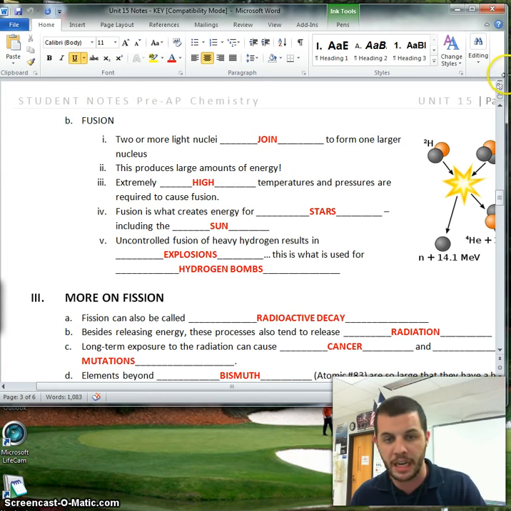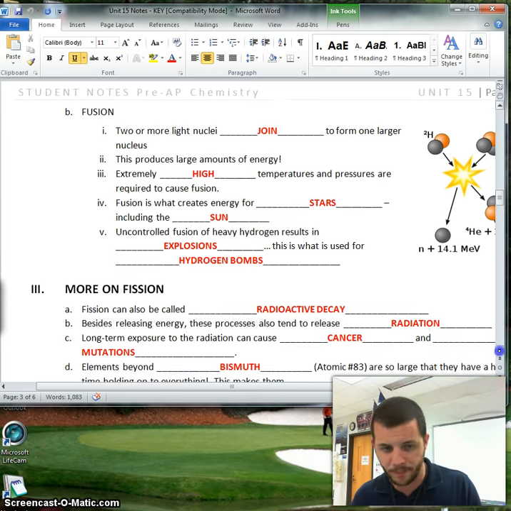And so the benefit of that is that it releases an incredible amount of energy. In fact, the amount of energy is so high, we don't even know how to control it. Okay, we don't have a way to control fusion reactions right now. Okay, it says an uncontrolled fusion of heavy hydrogen results in an explosion, which is what's used in the hydrogen bomb. So we do know how to work with fusion. We just don't know how to control it in order to get energy. So if one of y'all can come up with that idea, that would really help us out.